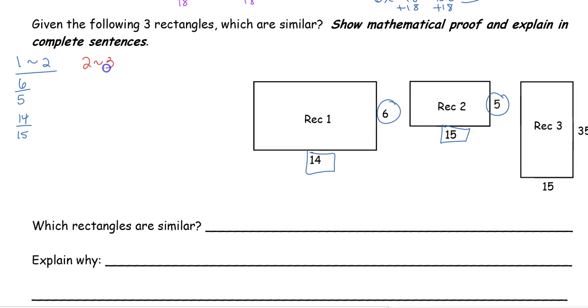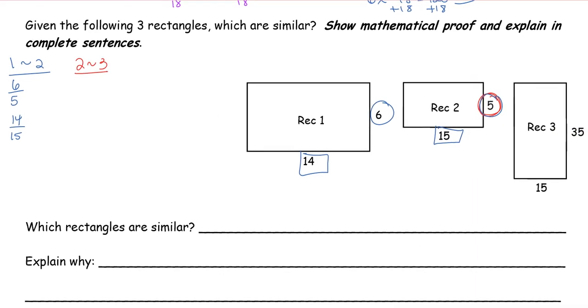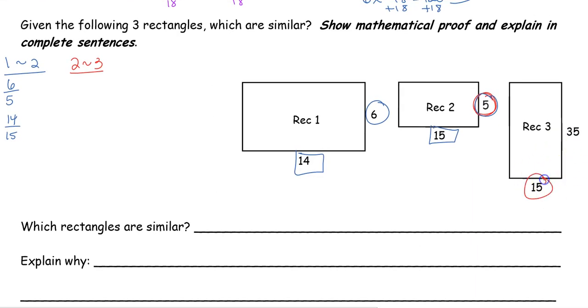Is 2 similar to 3? So we pick the smallest one and the smallest one. And we get 5 over 15, which is 1/3. Then we pick the largest one and the largest one. 15 over 35. That reduces down to 3 over 7. So that one is not similar.